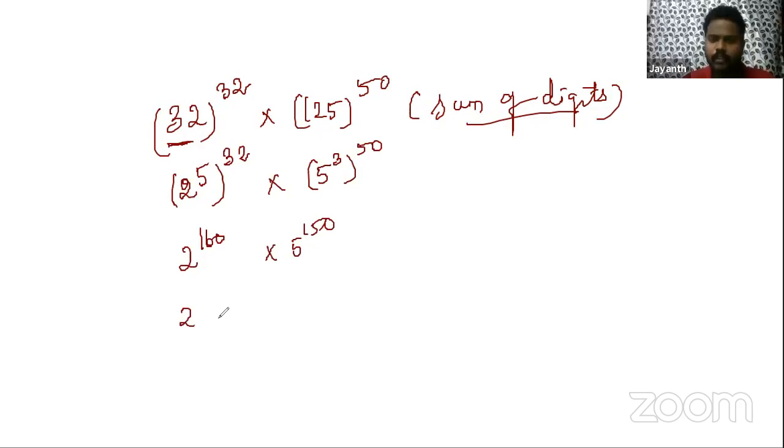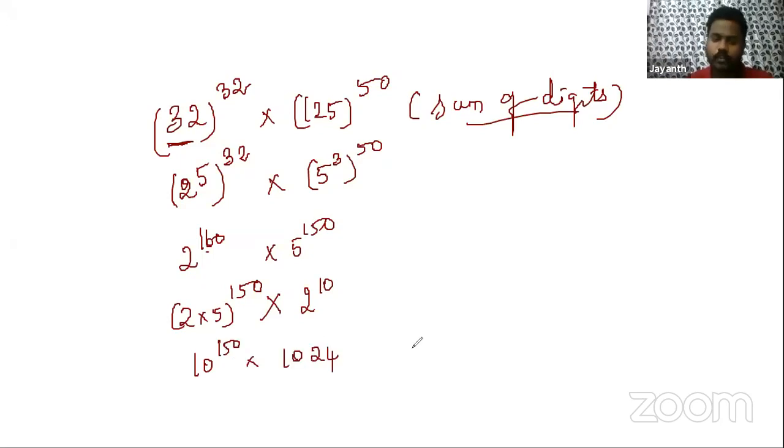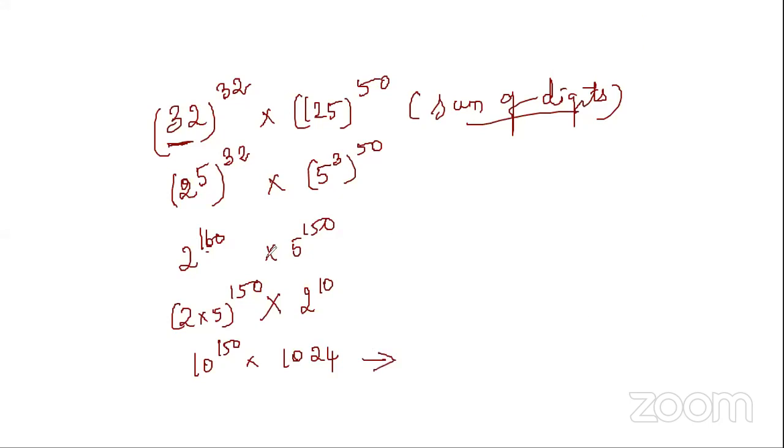So what you can do here is, 150 is common to both, so write 2 into 5 to the power 150. Out of 160, 150 is already taken, so you're left with 2 power 10. 2 into 5 is 10. So 10 power 150 into 2 power 10, which is nothing but 1024 followed by 150 zeros.